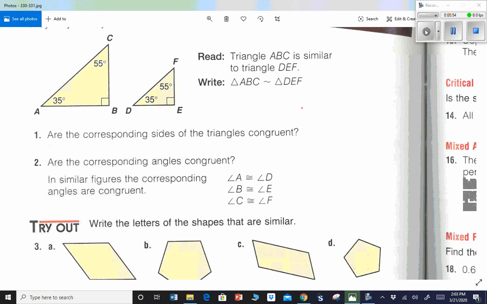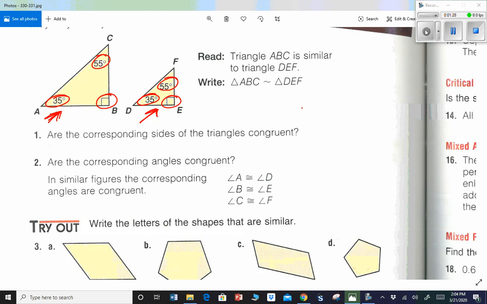Now there's something a little bit confusing about similar figures with triangles. I want you to notice, you've got this big triangle and this little triangle, and they're giving you the measures of the angles: 35, 35, 55, 55, and we know that this right angle is 90 degrees. Wouldn't you think that the big triangle would have bigger angle measures than the little triangle?